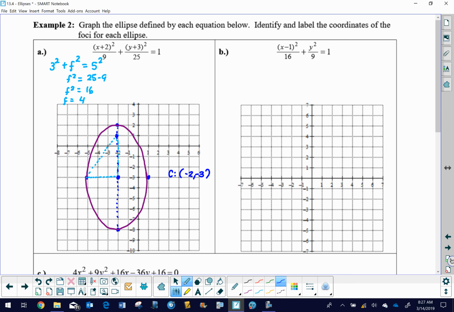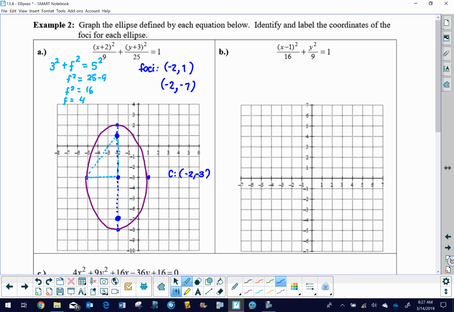The foci points are going to be at these two spots. Right? We said 4 units from the center. So to find those, we would lock in our x-coordinate. It would not change, but we would add 4 to the y value. And then we would do the same thing, but subtract 4, and in this case get -7. And there we have the coordinates of our two foci.